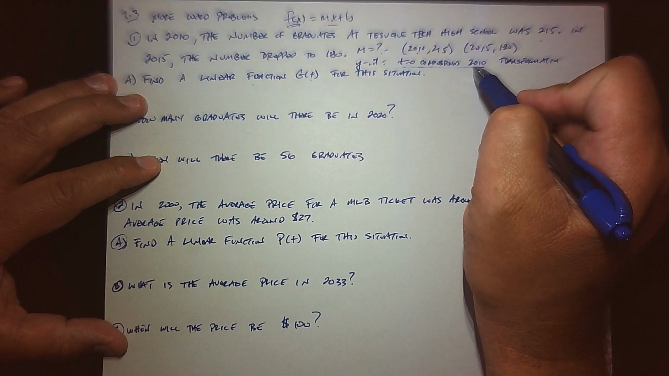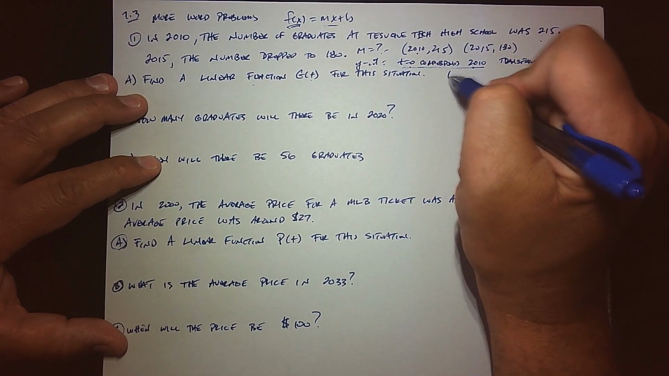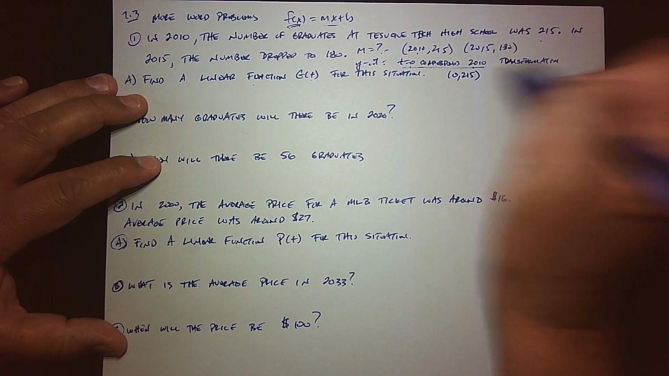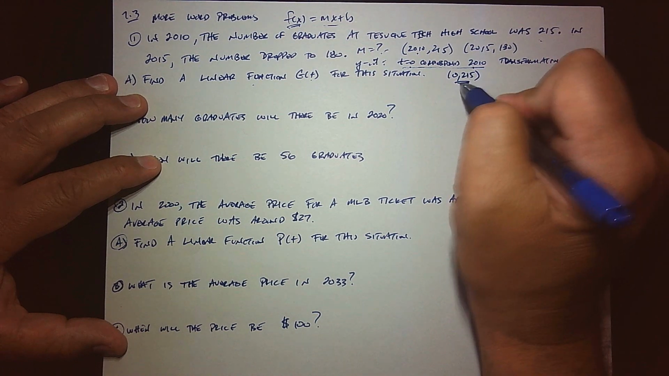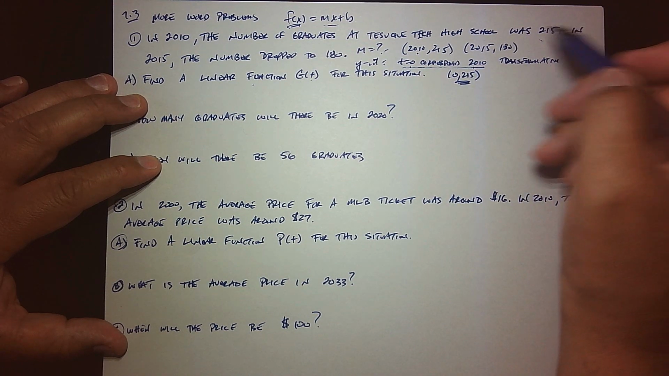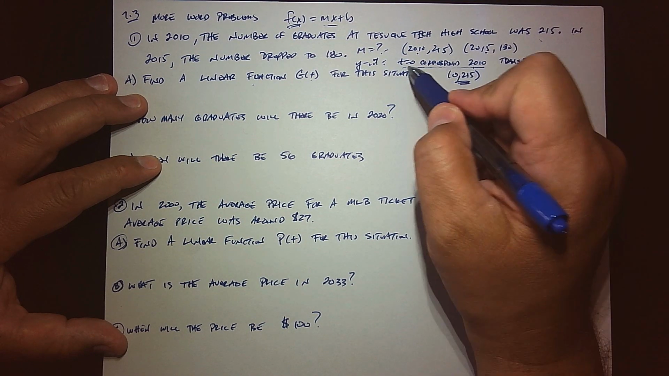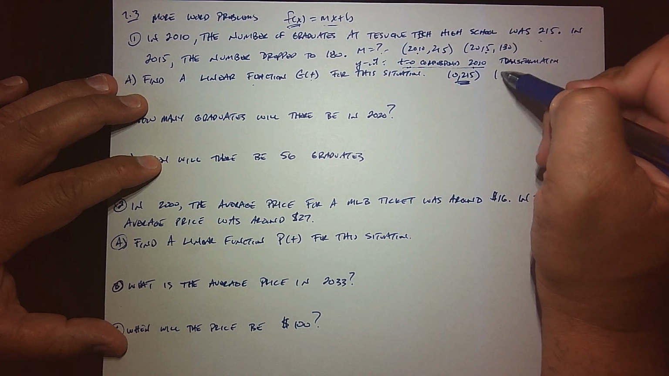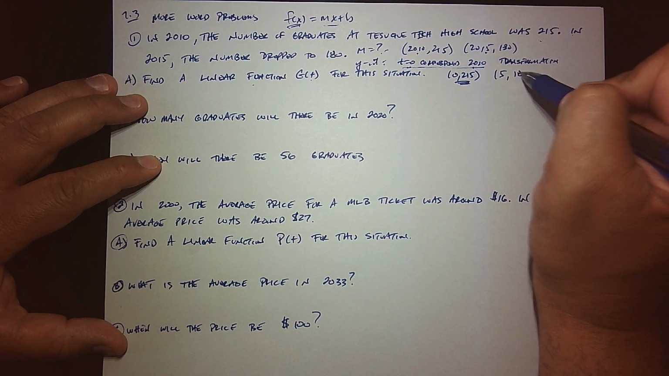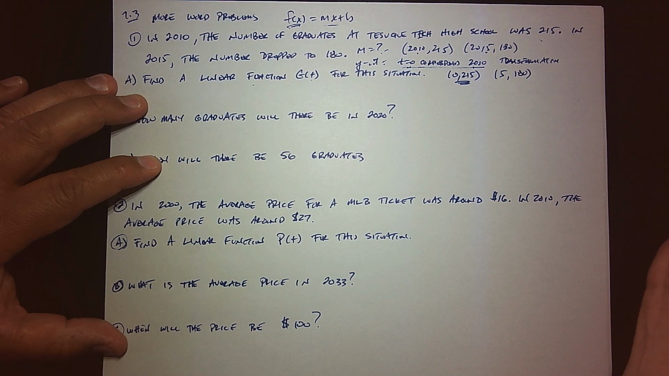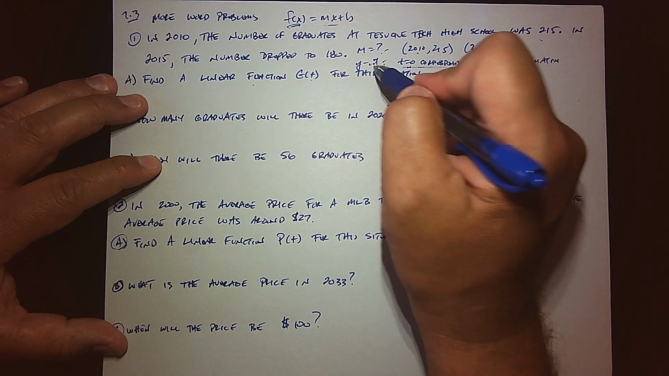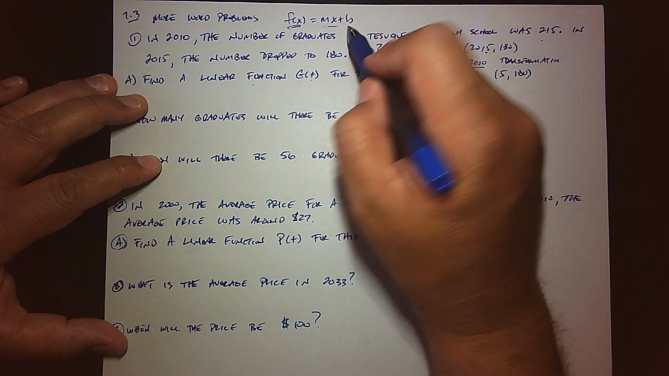And that's exactly what happens here. 2010 now corresponds to time equals 0. So this first data point is 0, 215. And voila, what I now have is a y-intercept. This is in 2015, but if t equals 0 corresponds to 2010, this new data point is now 5, 180. So we took care of one problem. We have the y-intercept, so I know what b is.